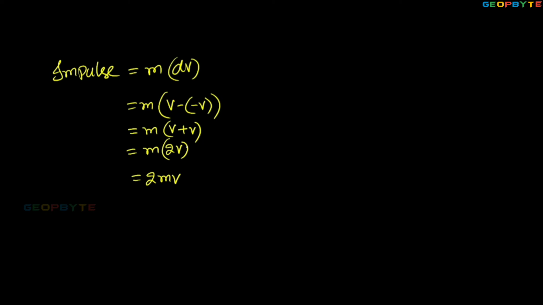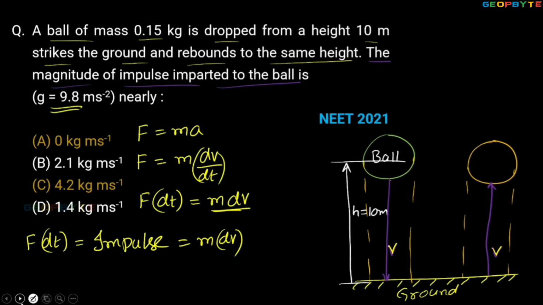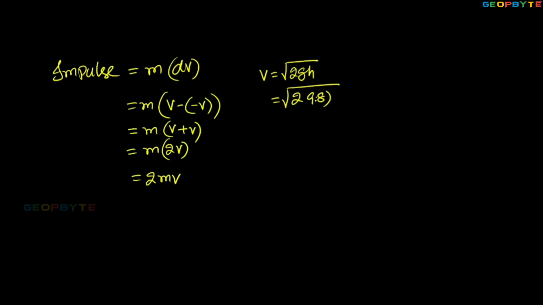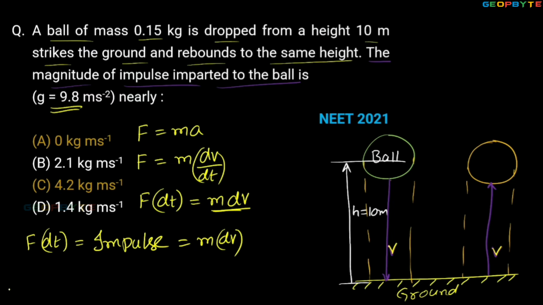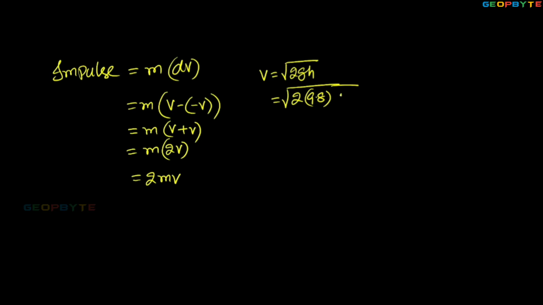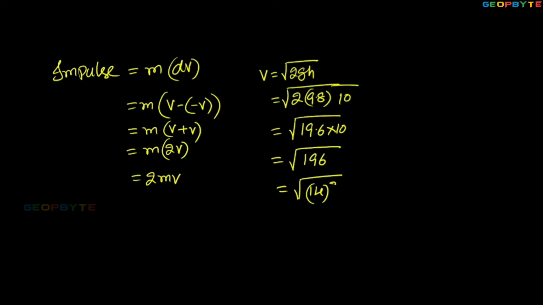Mass is given, but we need to decide the velocity. Velocity v equals root over 2gh. The g value given is 9.8, and the height given is 10 meters. So it is root over 19.6 into 10, equal to root over 196, equal to root over 14 whole square. The square and root cancel, so v equals 14 meters per second.